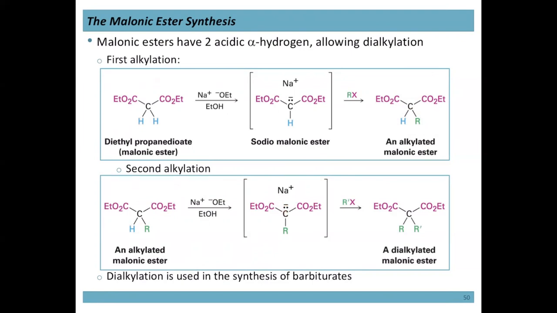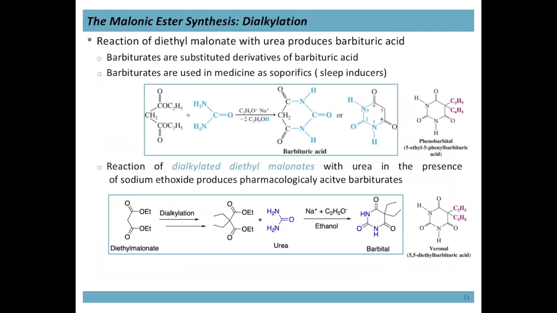We're going to do an SN2 reaction, attack that primary alkyl halide, kick off the leaving group, and now we have a dialkylated malonic ester. So in these times, and you're looking for something that may be useful, since you have to work from home, this is a reaction that is useful in the synthesis of barbiturates.